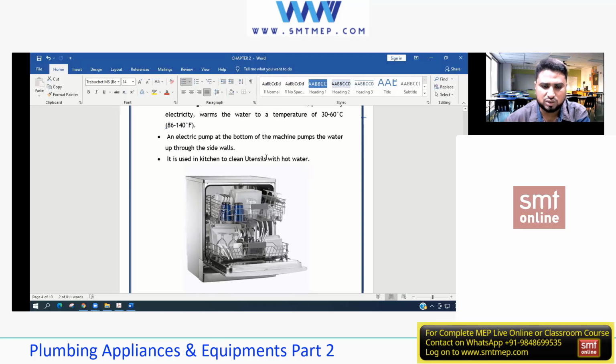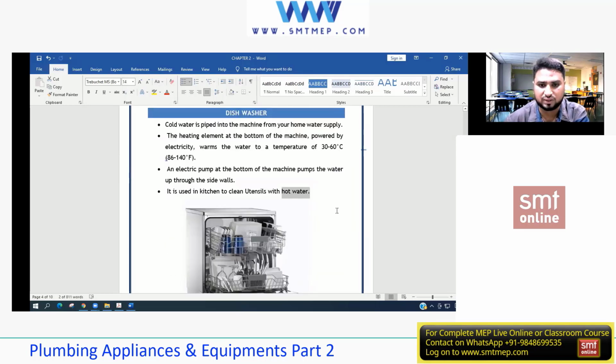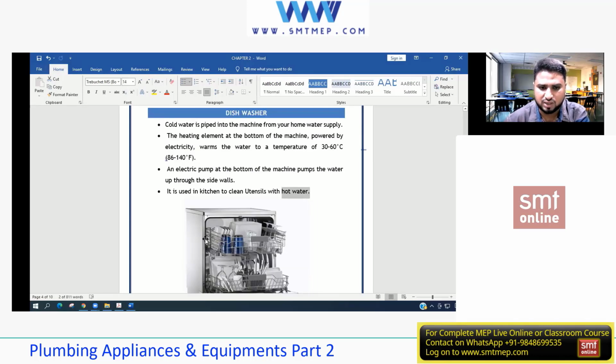It is used in the kitchen to clean the utensils with hot water. So it demands hot water. So we need to calculate based on the demand or supply. Demand, sir. Very good, demand. Always remember this. So this is what an electrical dishwasher does. That's the reason we'll be having this in the kitchen area, might be used in commercial, residential, whatever. No need to worry about the pumps and all this, because it is a complete unit we'll be getting from the manufacturer.